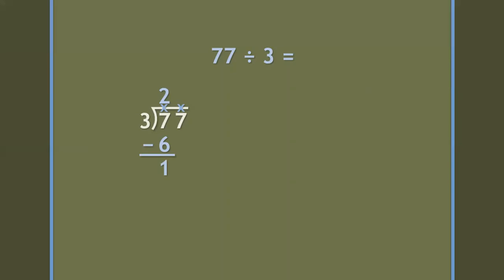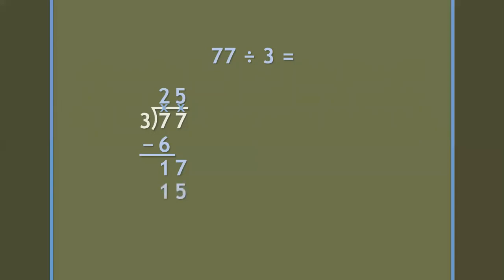Now, 3 can't go into 1, so we need to move over to our next digit, which is also a 7, and we need to bring that down. 3 goes into 17 5 times. And so we're going to place our 5 up top. And we know that because we can skip count to get to 3, 6, 9, 12, 15, 18. Oops, 18's too far, so we know it's 5, 15. Then we're going to say 5 times 3 equals 15.